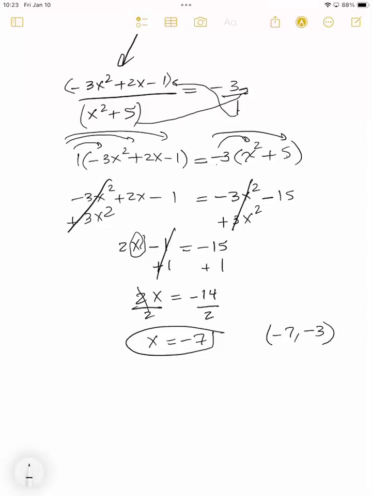So when we have a horizontal asymptote here, negative 1, negative 2, negative 3, that's our horizontal asymptote. But one of the points on the graph is going to be here, negative 7 and negative 3. That's all it says.